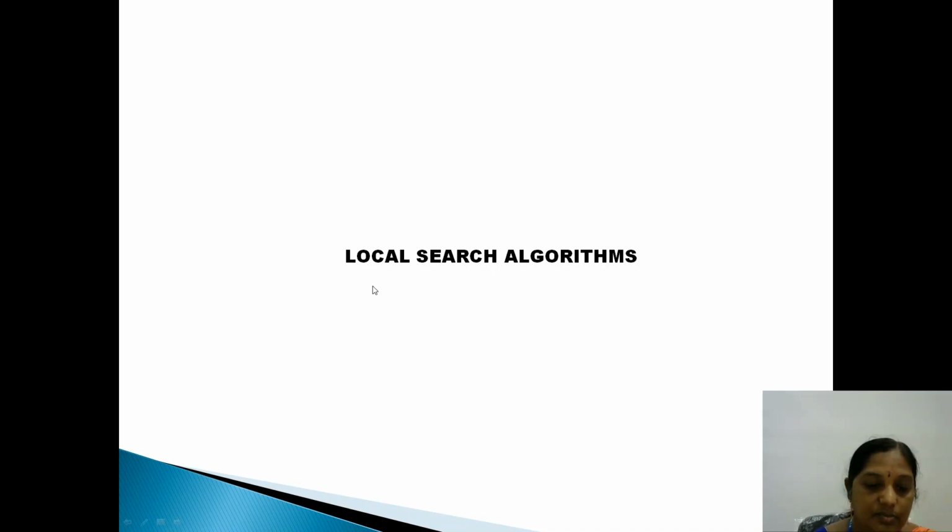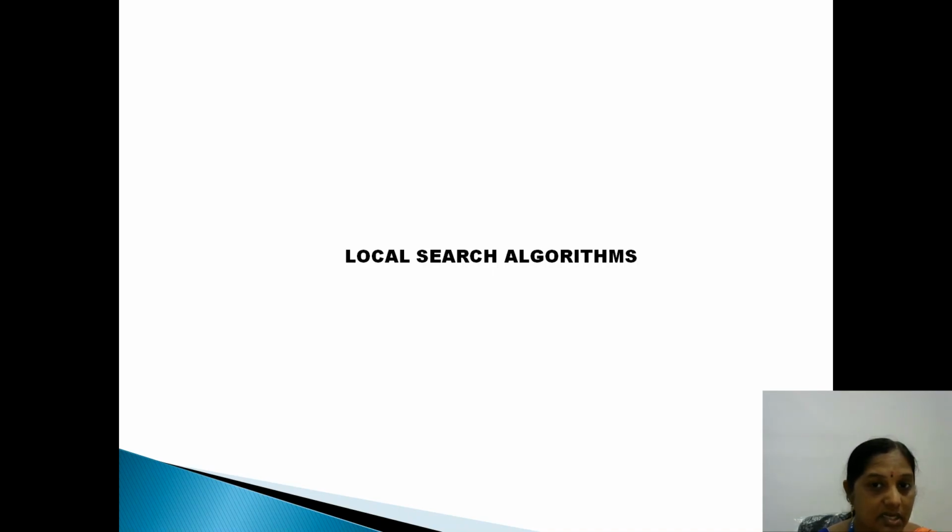Local search algorithms are those where the path cost doesn't matter and they only focus on the solution state. For example, take a traveling salesman problem. How are we going to find the best path? If you start from the current state and go to the final state, you select that path as the best because it gives the minimum cost. Whatever path gives the minimum cost, you select as the best path.